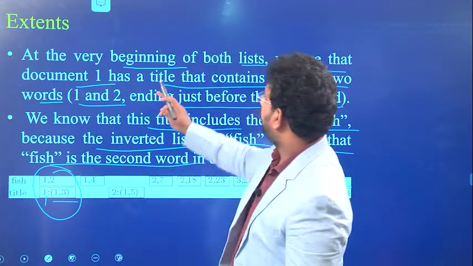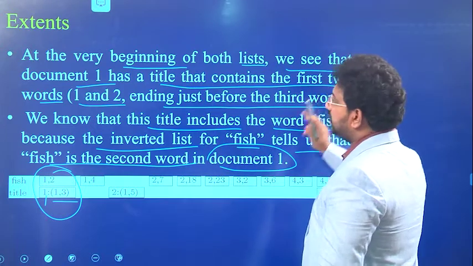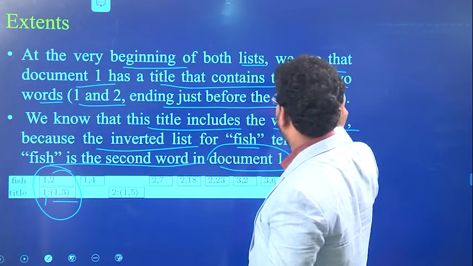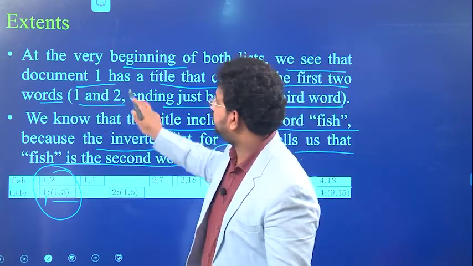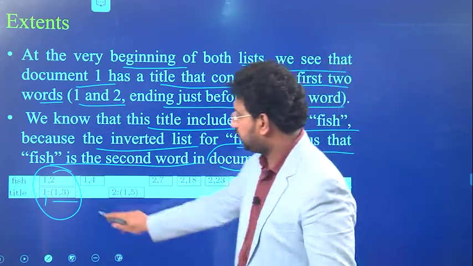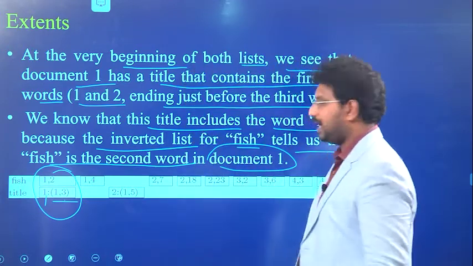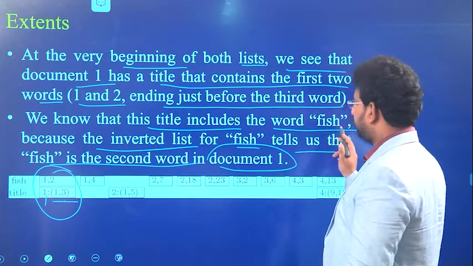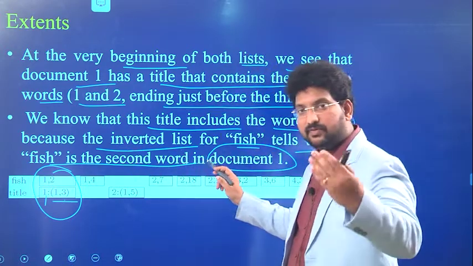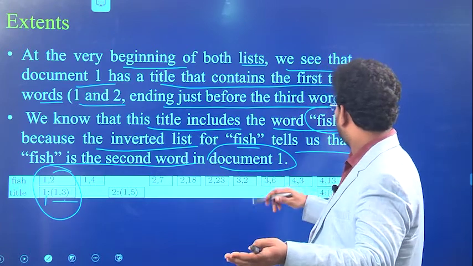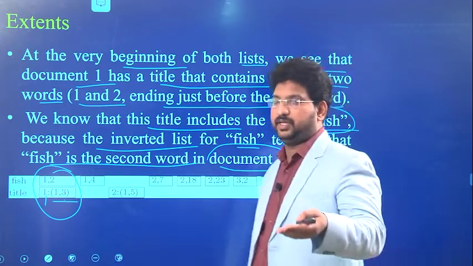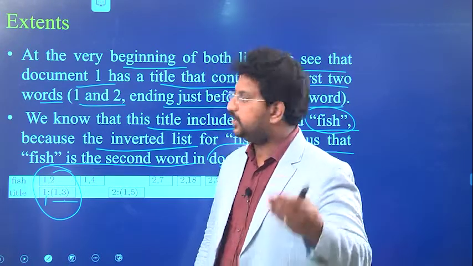At the very beginning of both lists, we see that document 1, the first document, has a title that contains the first two words, words 1 and 2, ending just before the third word. That's what it is representing. We know that this title includes the word fish, because the inverted list for fish tells us that fish is the second word in the document.